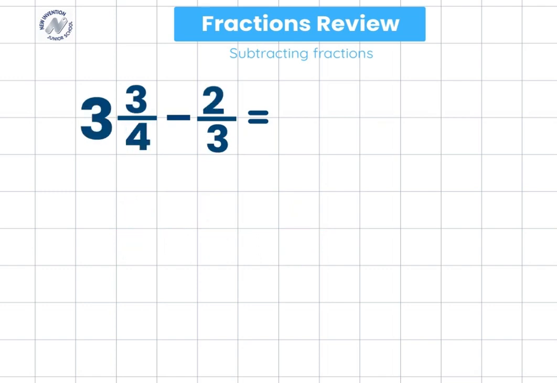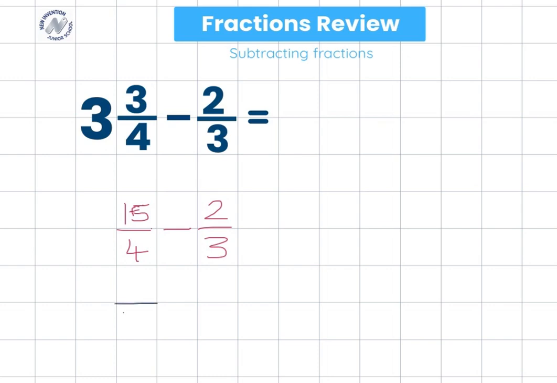When I've got a mixed number, it's the same rule as when I was doing addition. So I'll turn that into an improper fraction. 3 times 4 is 12. Add the 3 gives me 15. So I've got 15 quarters here. Take away 2/3. Now I convert it to have a common denominator.